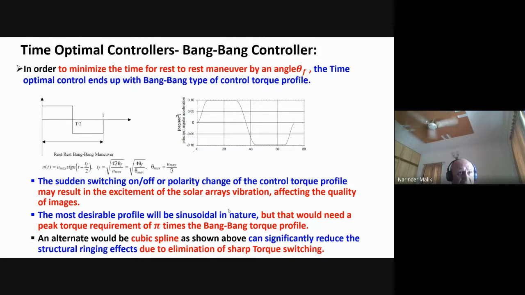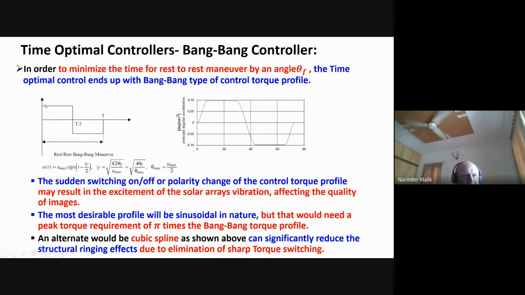Now, optimal controllers are the bang controllers. There is always a requirement that I want to go from a given attitude position to a desired attitude position in minimum time. Minimum time will depend on the maximum torque available to me and the inertia. But basically, it will result in a bang control.